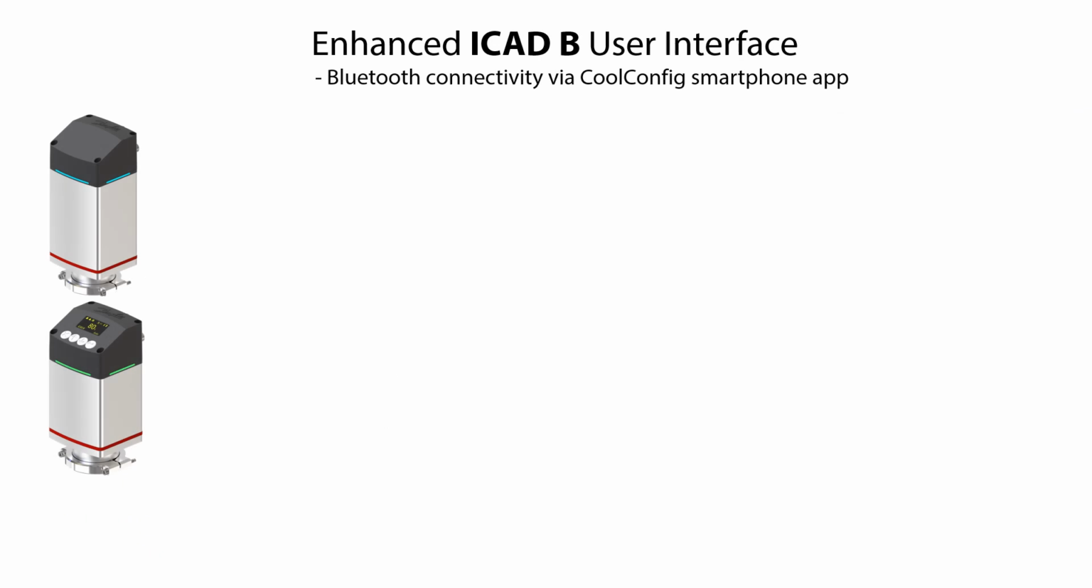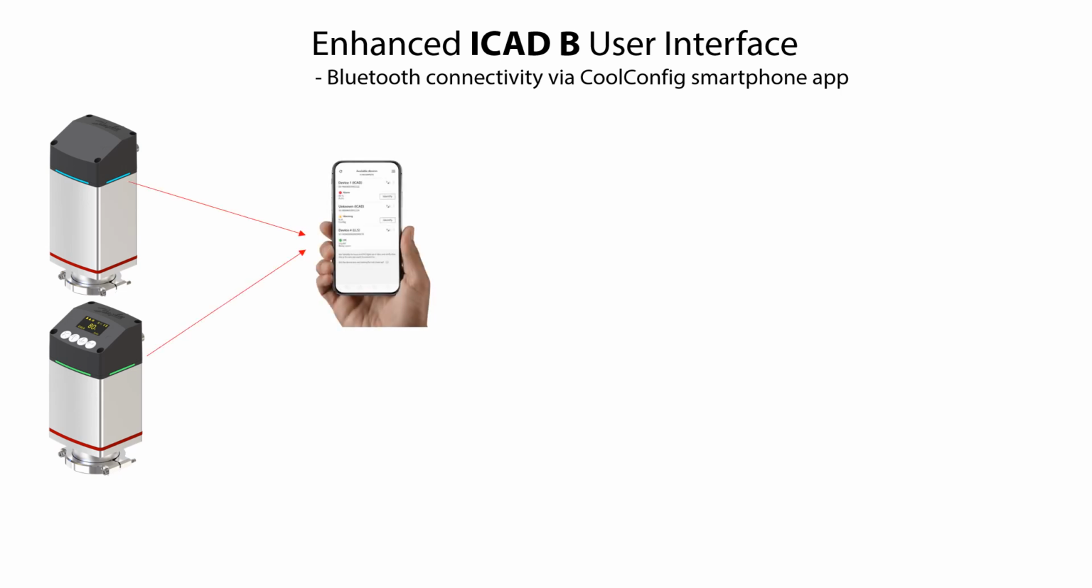Here you see the ICAD B actuator versions without and with built-in display. Both versions have Bluetooth connectivity so that the ICAD B and the valve can be remotely operated via the Danfoss CoolConfig smartphone app. This means that all menus and parameters are accessible via the app, that you can do manual operation of the ICAD B and the valve, and that you have a quick setup wizard. Furthermore, the app is password protected, ensuring a safe operation of the ICAD B and the valve.